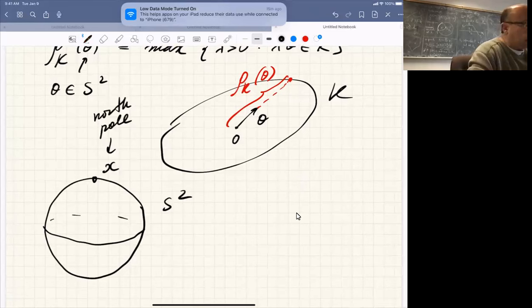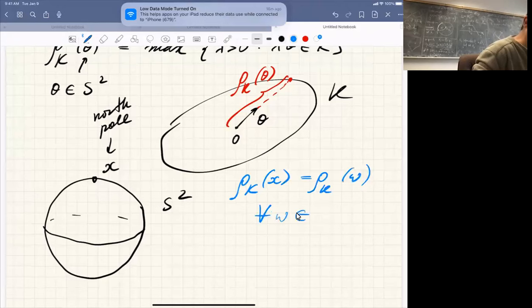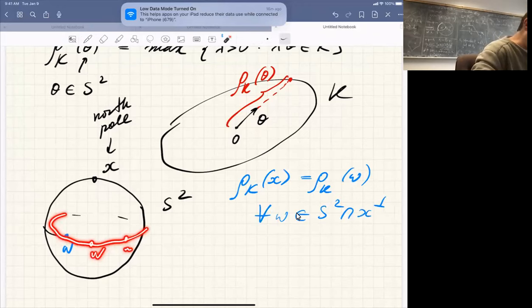What I claim is that if I have my condition, so that every section has the symmetry of a square, then the value of my radial function at X is the same as the value of this function at the point W for any W belonging to S2 intersection X perp. So if I have this W here, on all of these points on the equator, I have the same value. This is what I claim.